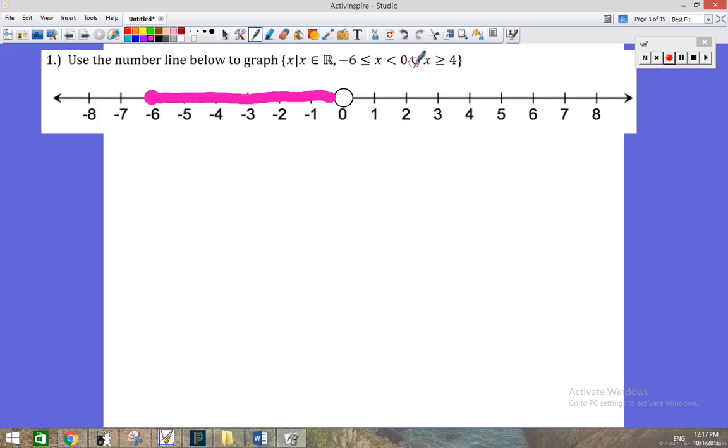The union is, or X is greater than or equal to 4. Here's 4. It's a solid dot because it does contain equality, they underline, and then we shade to the right forever because it says greater. So there is my graph of this set that they gave us.